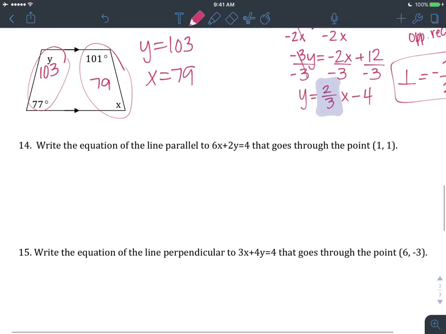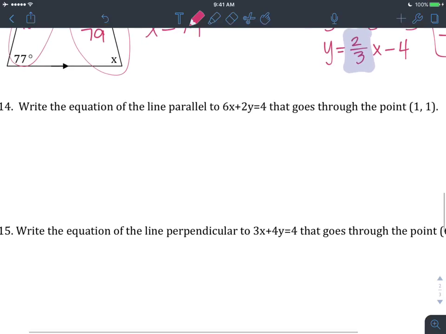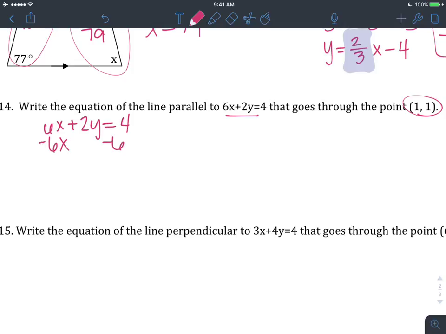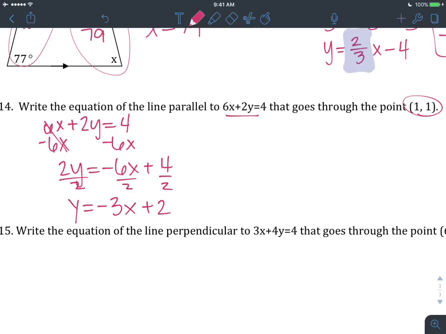Okay, on to number 14. Slope of the line parallel to this that goes through 1, 1. So again, we're going to have to solve for y. So 6x plus 2y equals 4. Subtract 6x from both sides. 2y equals negative 6x plus 4. Divide everything by 2, and y equals negative 3x plus 2. Okay, so the slope we're going to be using, our m, is going to be negative 3.